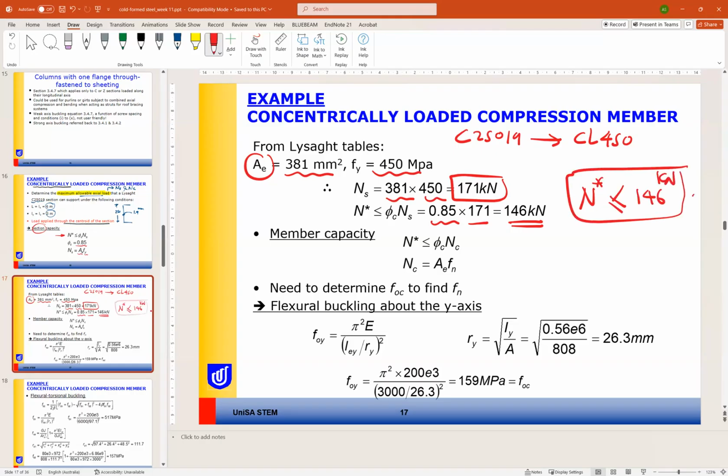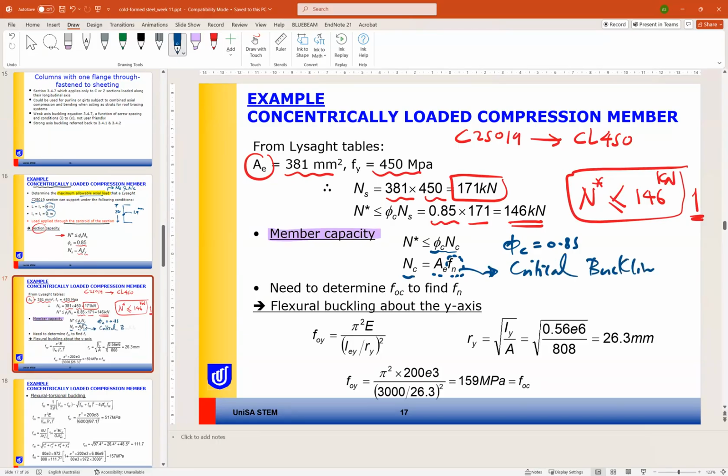This is from section capacity. For member capacity, we will need to find Nc. So N* should be less than or equal to phi c Nc, where phi c is equal to 0.85 again. Nc is equal to A effective times Fn. So our main target is Fn, or the critical buckling stress.